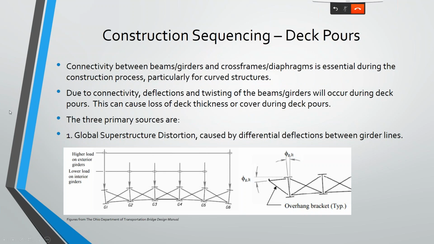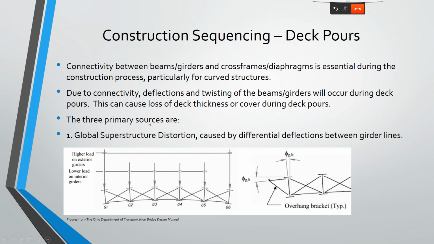So during the construction sequencing of the deck pours, you do have to worry about several different forms of distortion. This comes from the connectivity between the beams and girders, cross frames or diaphragms, whatever you're using. Particularly for curved structures, you're going to see a lot of this. The worst thing that could ever happen is, of course, the girder rolling and falling off, which hopefully never does. But even if it doesn't, just having some local distortion and having this beam rotate out, you'll get some deck loss above the beam because of that angle. That's kind of a problem, so we want to limit that as much as we can during that pour sequencing.